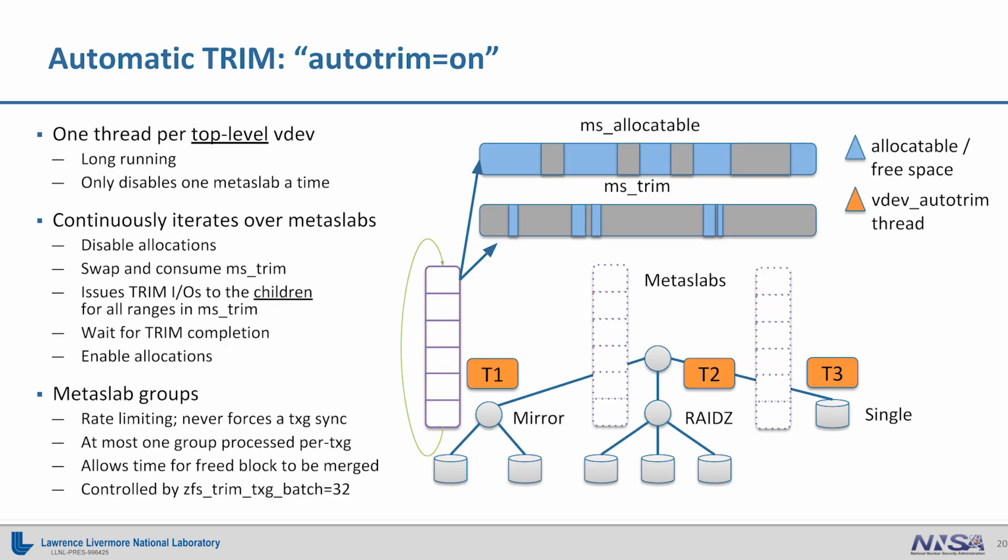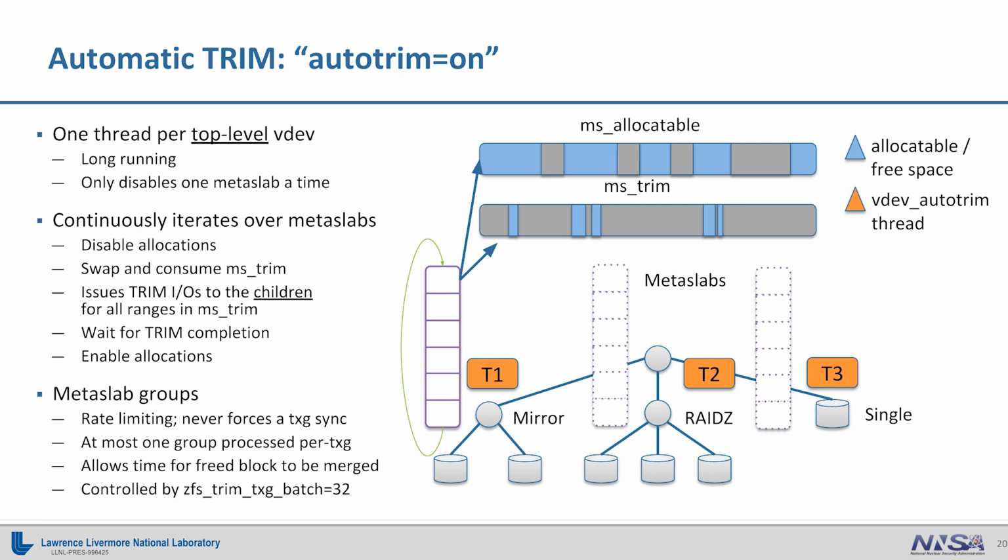So this looks familiar. Automatic trimming. This is the same diagram, but it's a little bit different for autotrim. In this case, when you turn on the autotrim, you're going to get one thread per top-level VDEV instead of one per leaf. It's also going to be a long-running thread instead of a short-running thread. In fact, it'll run as long as the property is enabled, just looping in the background.